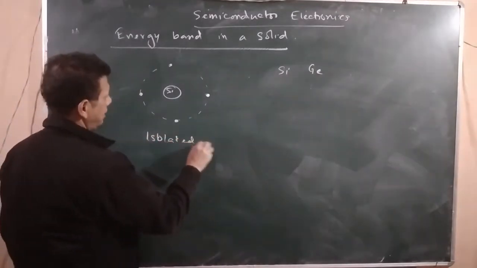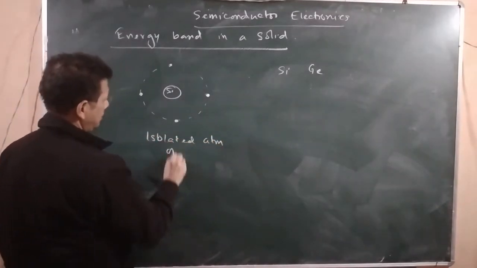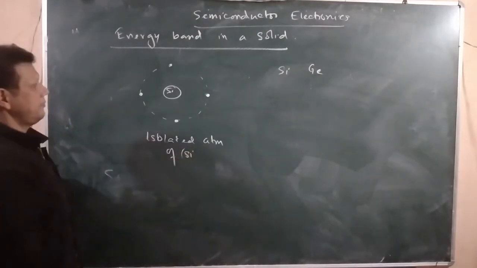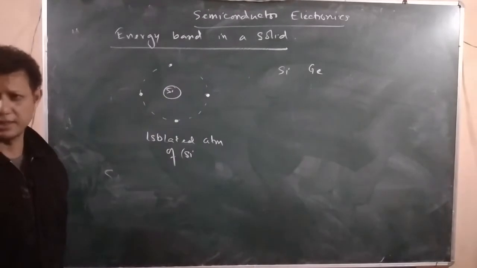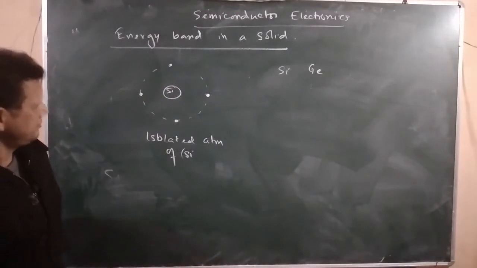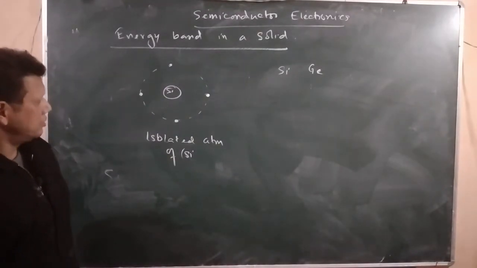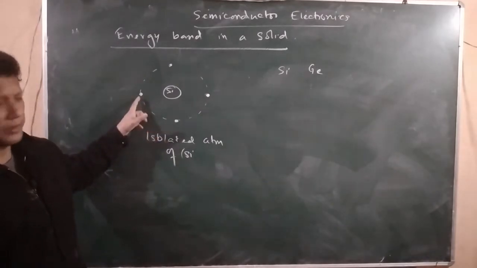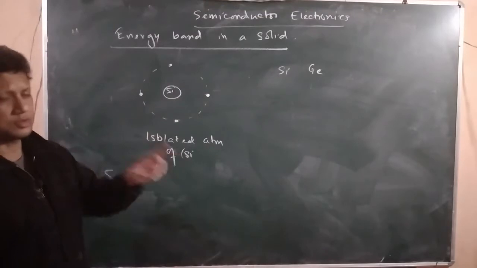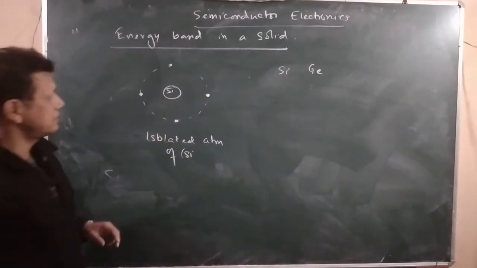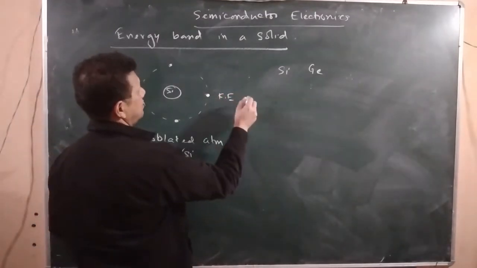In this isolated atom of silicon, there are how many valence electrons? 1, 2, 3, 4, because it is a tetravalent element. We know any electron which is revolving around a nucleus or in an atom, all these electrons possess two types of energy: one is kinetic energy and one is potential energy.